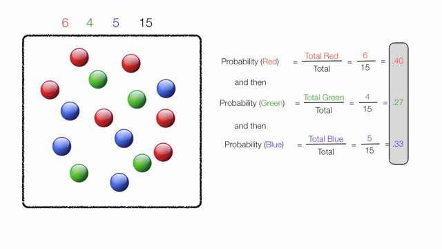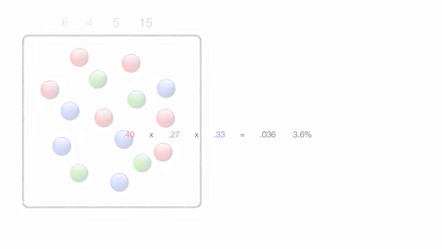I take all these probabilities and I multiply them together. I multiply 0.40 times 0.27 times 0.33. And this is equal to 0.036 or 3.6%. So the probability of picking a red, green, and blue ball with replacement is 3.6%.